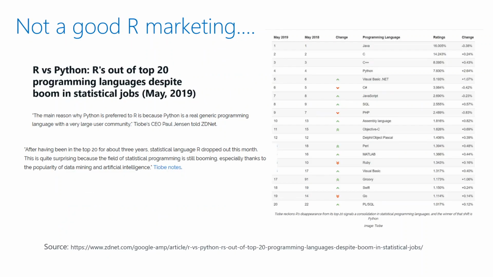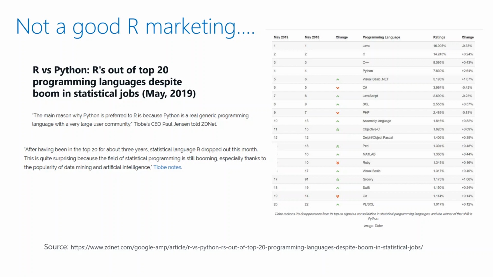And a funny note, a not good R marketing. This was taken back in May 2019. As you can see, the most widely used and spread programming language is Java, and R has dropped significantly, whereas Python has gained its popularity over the past couple of years. If you want to follow the article, there is the link down below.